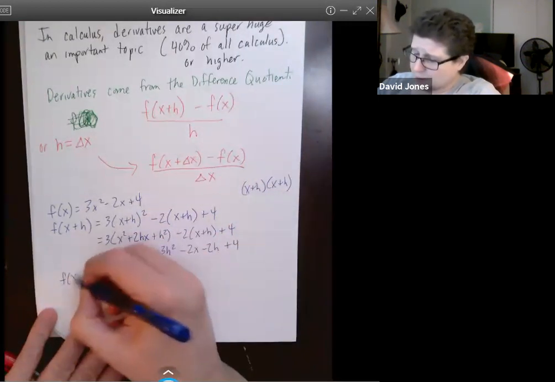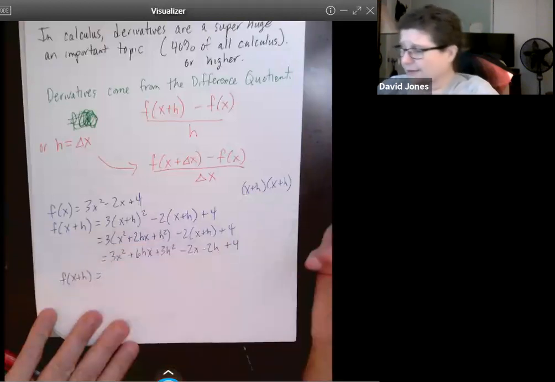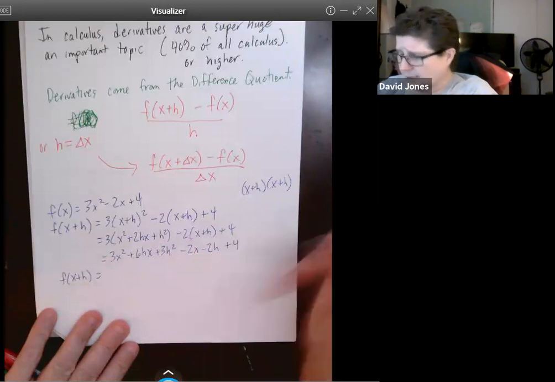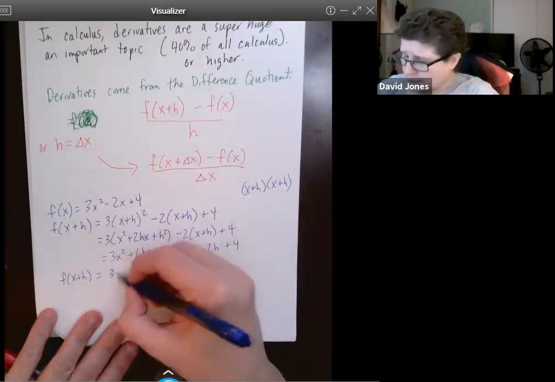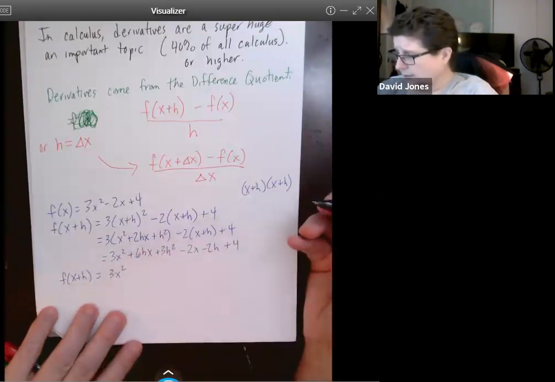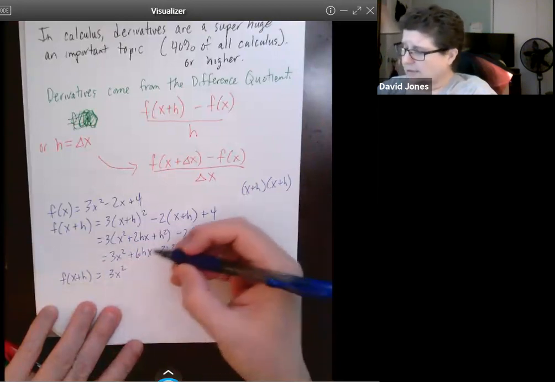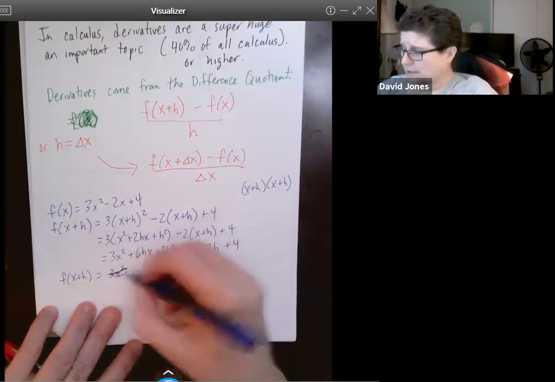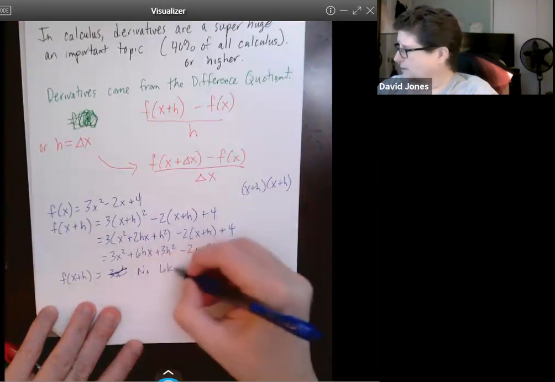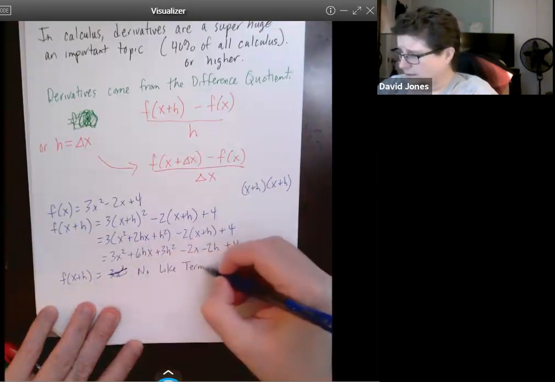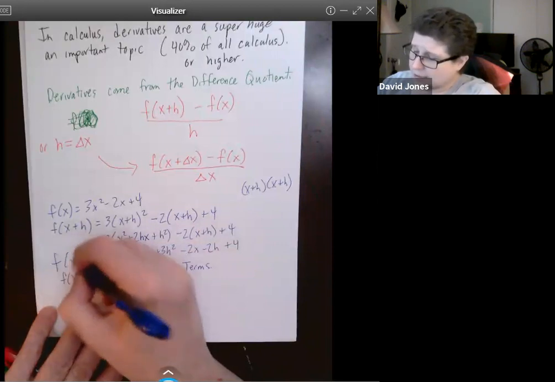Finally, we have f of x plus h. We gather like terms. I've got 3x squared. Do I even have any like terms? There are no like terms, are there? Nothing's like. No like terms. So that is f of x plus h.